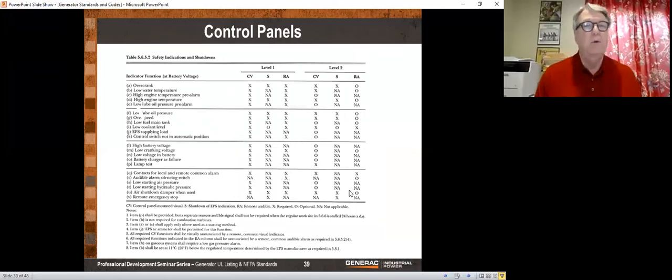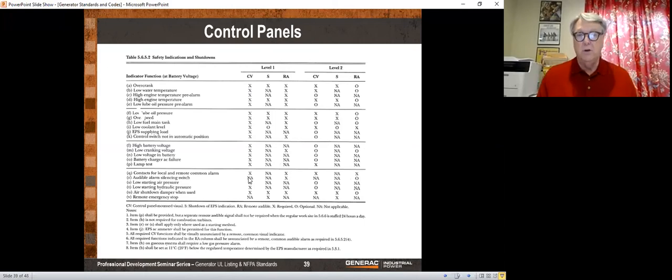Here is NFPA 110. We talked about this last time, but it requires all of these alarms and shutoffs. So you've got level 1 and level 2, and then this is your control panel mounted visual. There's your shutoff and there's your remote annunciator. And you can go down there and you can see you need an overcrank, you need low water temperature, and so forth.